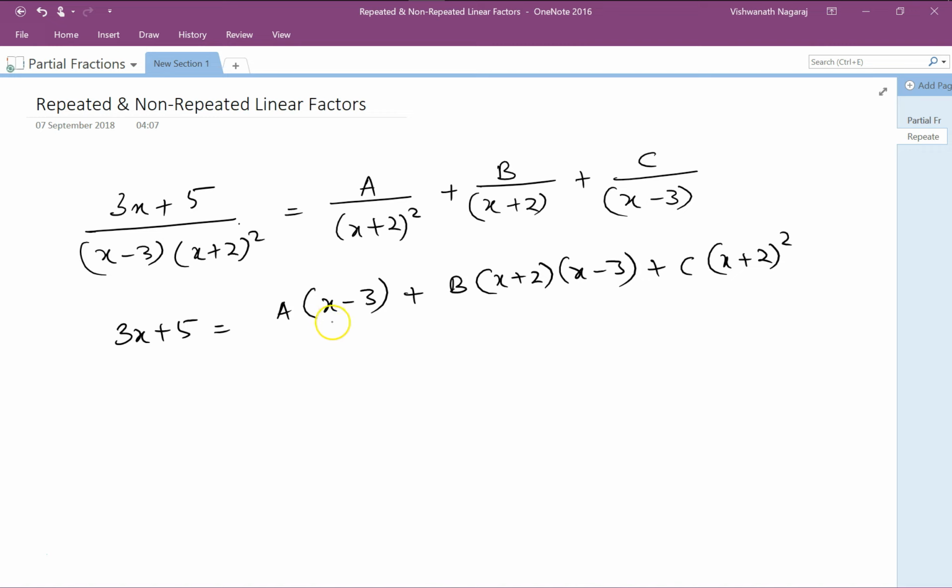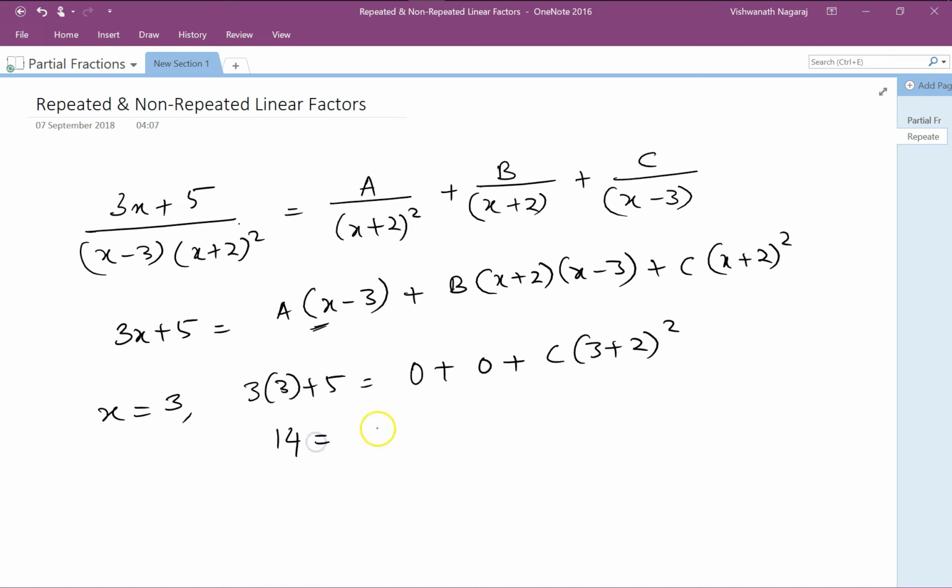So let's say we make a and b disappear by making x as 3. So if x is equal to 3, then 3x plus 5, so x is 3, so 3 times 3 plus 5 equal to 0 plus 0 plus c times 3 plus 2 square. 9 plus 5, 14 is equal to 5 square. So c is equal to 14 divided by 25.